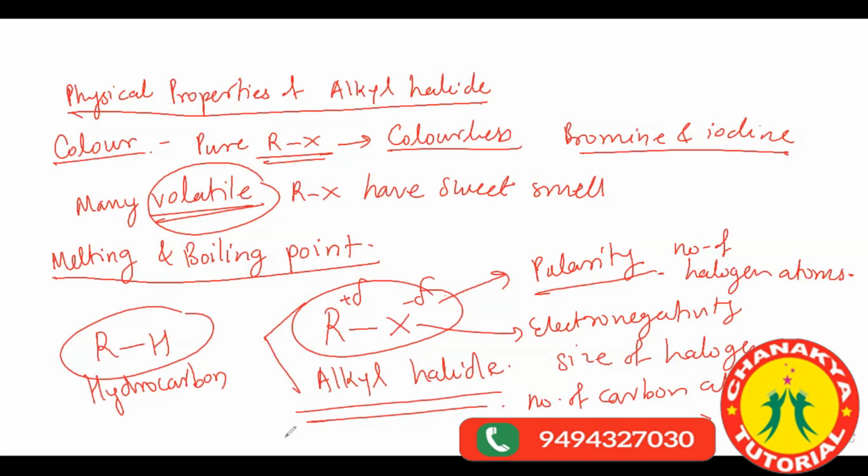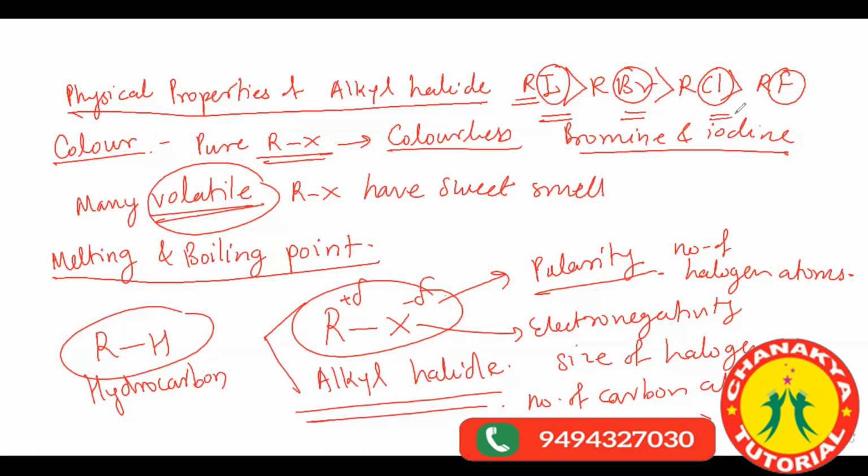With respect to the same alkyl group, what would be the trend with the halogen? Suppose R is the same alkyl group attached to iodine. It has a higher boiling point as compared to bromine substituted alkyl halide, which has a higher boiling point as compared to chlorine substituted alkyl halide. This is due to the size of the halogen. The size of iodine is greater than bromine, and bromine is greater than chlorine. This is with respect to the same alkyl group. Clear? Okay.